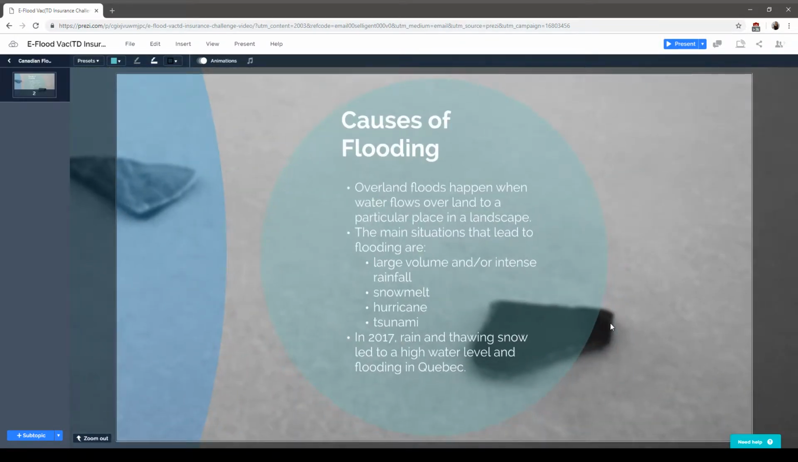Overland floods happen when water flows over land and collects in a certain place on the landscape. The main situations that lead to flooding are a large volume and/or intense rainfall, snowmelt, as well as hurricanes and tsunamis. In 2017, rain and thawing snow led to a high water level and flooding in Quebec.